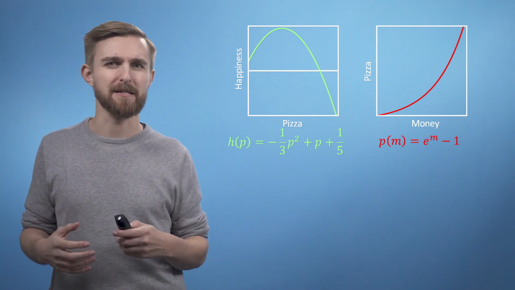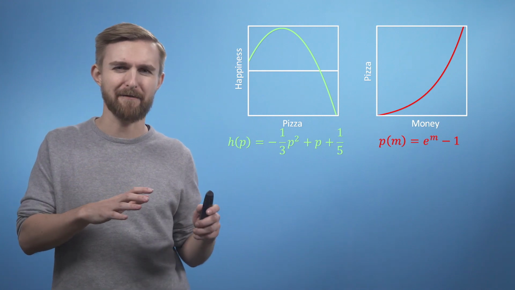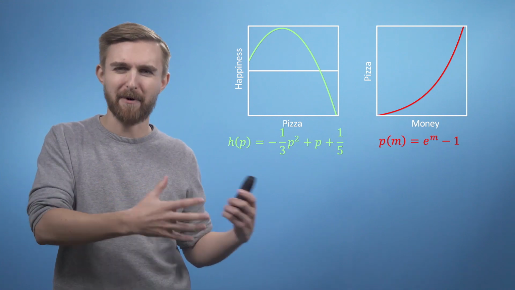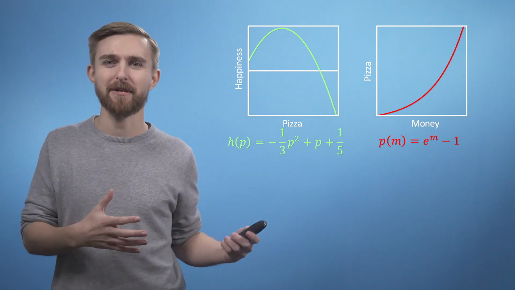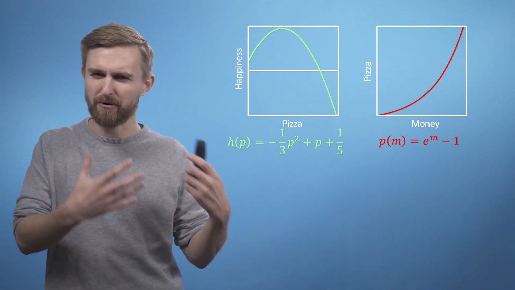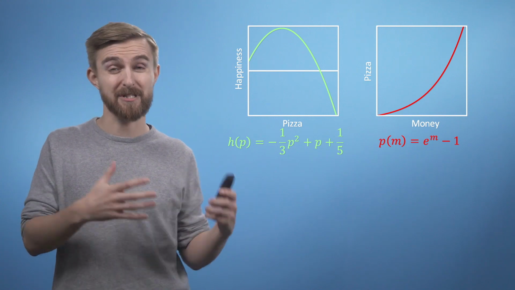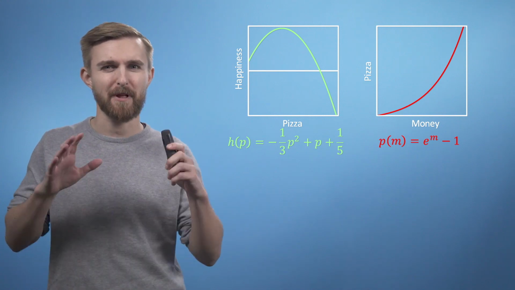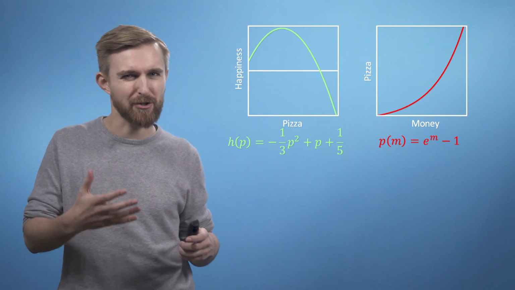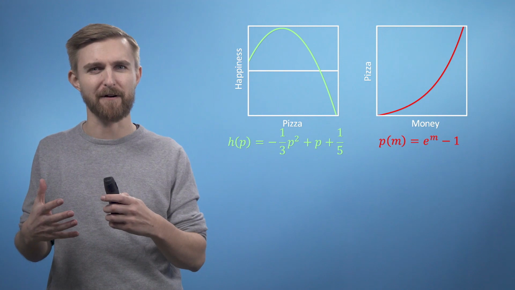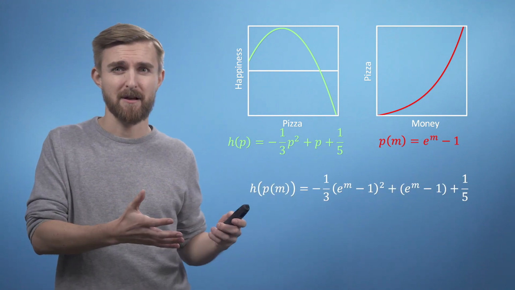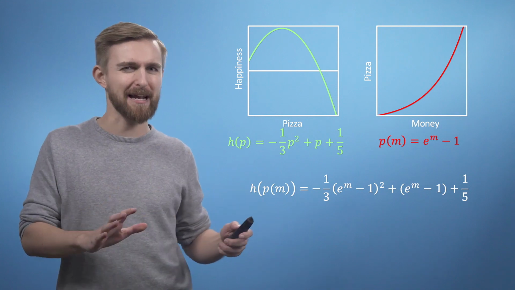What we'd like to know is, by considering how much money I have now, how much effort should I put into making more if my aim is to be happy? To work this out, we're going to need to know what the rate of change of happiness is with respect to money, which is of course just dh by dm. For this relatively simple example, we could just directly substitute our pizza money function into our happiness pizza function, which would give us this, and then differentiate this thing directly.